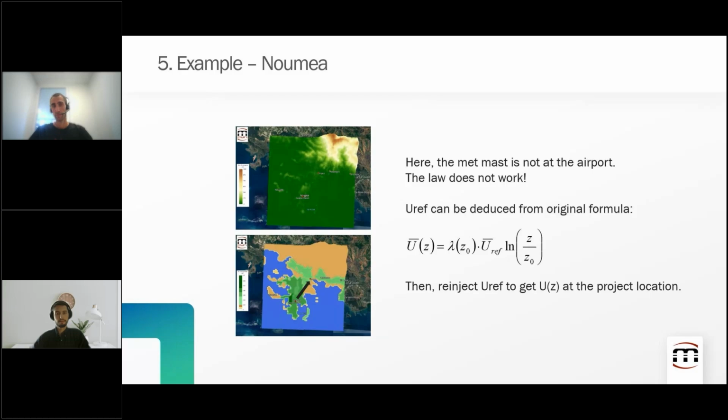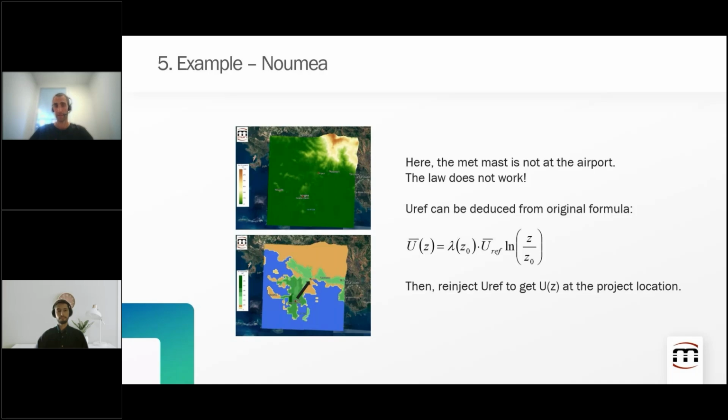But you can trick it. You can derive U_REF at your mast data, derive U_F to get what it should be at open country, and you re-inject it inside your equation, and you will get proportionally the new reference wind speed. So it's possible to derive it, but it's not directly from the formula.